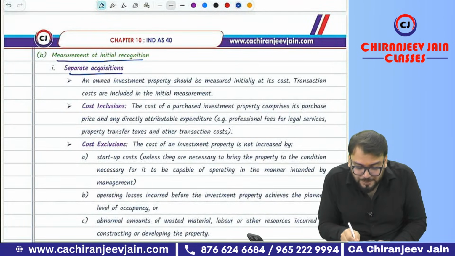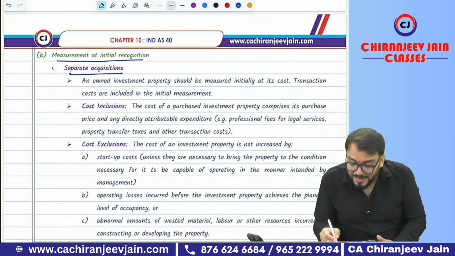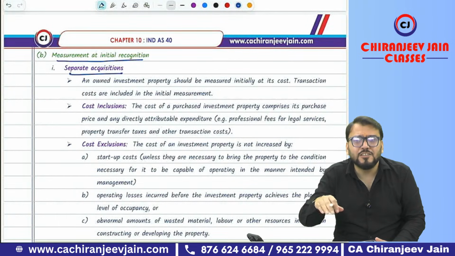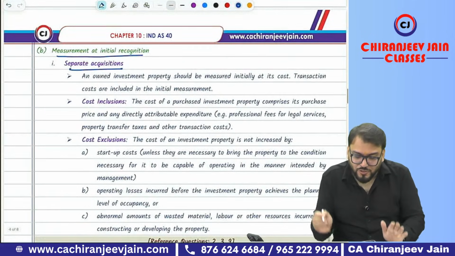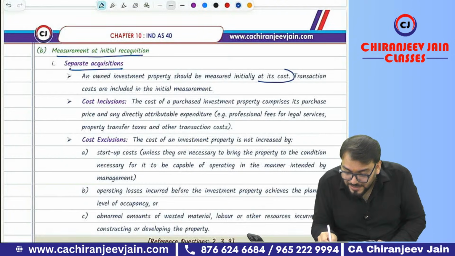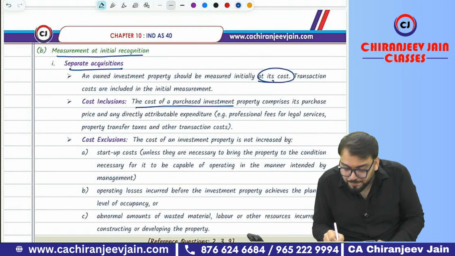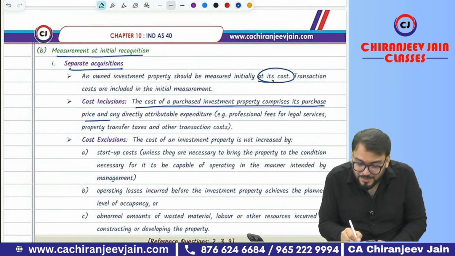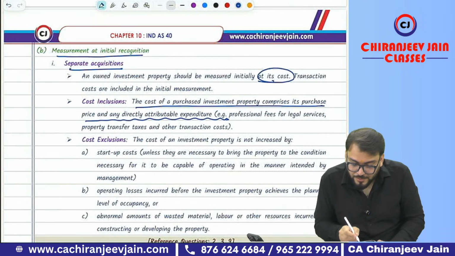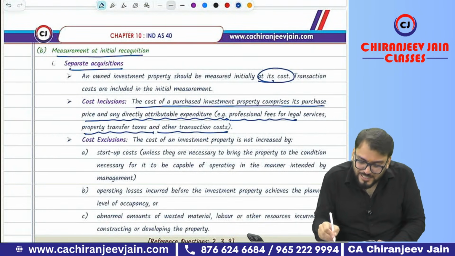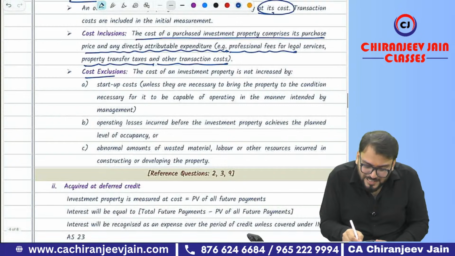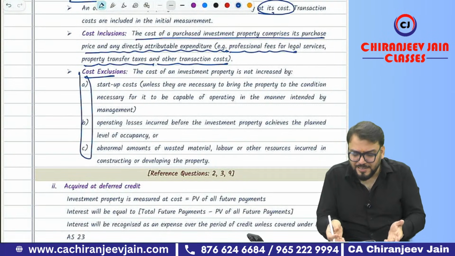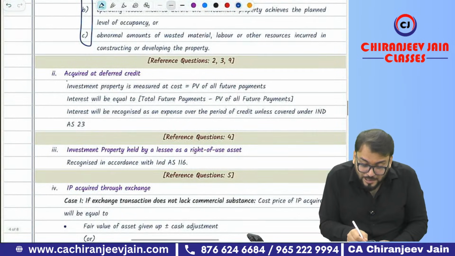Measurement at initial recognition, separate acquisition. It will be recognized at purchase price plus all the directly attributable expenses to bring the asset into usable condition. So all the transaction costs will be added. The cost of purchased investment property comprises purchase price and any directly attributable expenses, for example professional fee, property transfer tax and any other transaction cost. Purchase price will be invoice price minus trade discount plus non-refundable duties and taxes. What is excluded, you can read same to same whatever we have done under Ind AS 16.